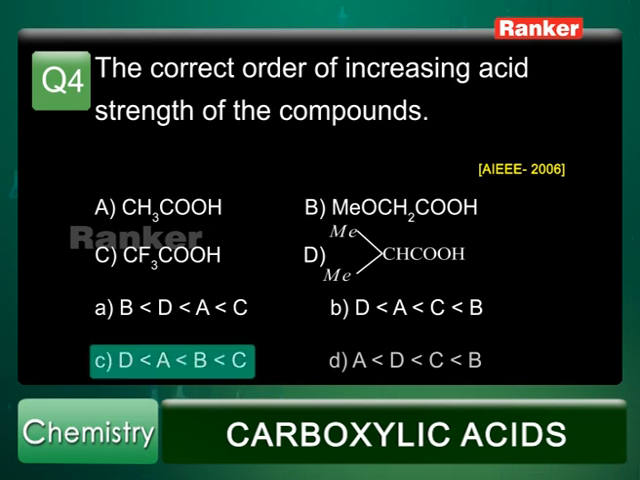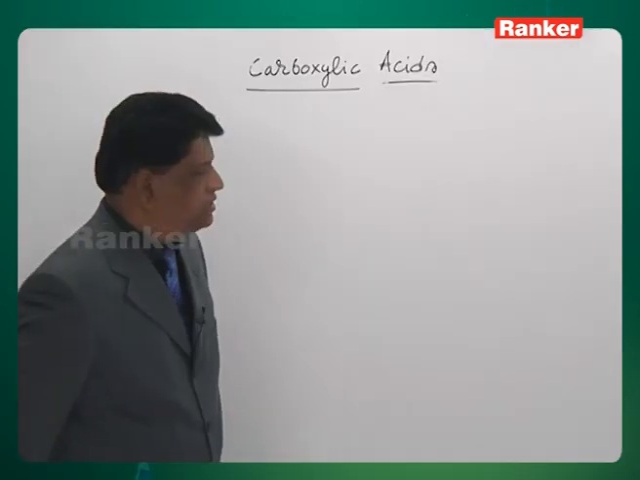Therefore, answer C is the right answer, in which trifluoroacetic acid is arranged at the end and dimethyl acetic acid at the first, and in between them acetic acid and methoxyacetic acid. So the answer C is the right answer. So let's go for question number 5.